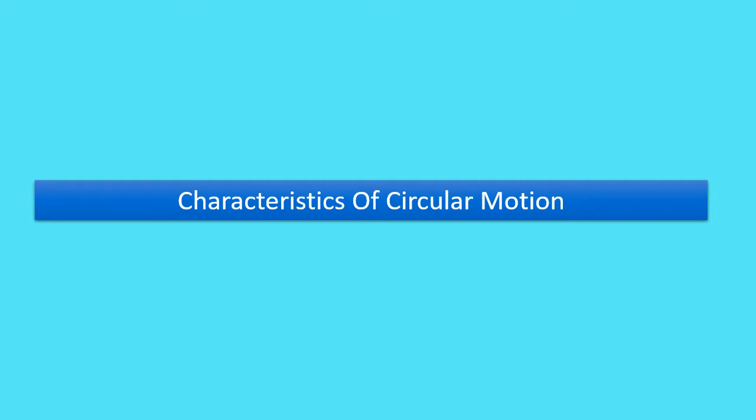Characteristics of circular motion. What does characteristics stand for? See, understand, characteristic means something which can change according to the condition, according to the situation, according to the given cases. But if it is written, suppose, properties of circular motion, so properties will always remain the same. So properties remain the same, characteristics can change. So here, the first characteristic of circular motion is that it is an accelerated motion.